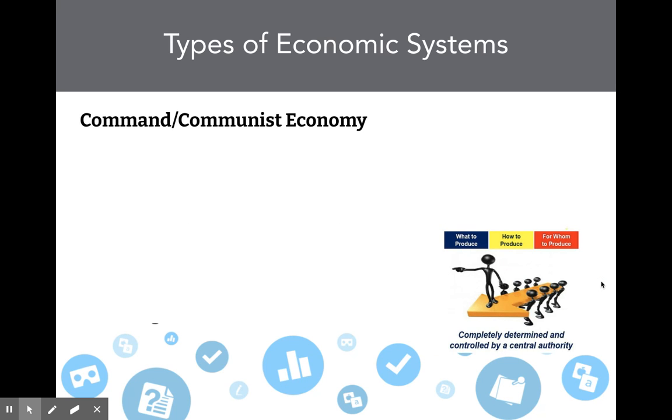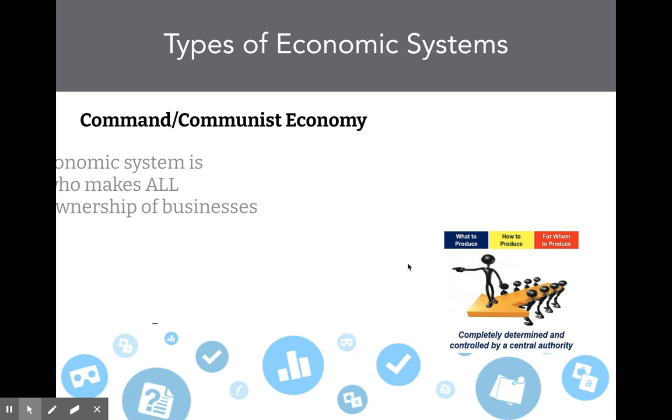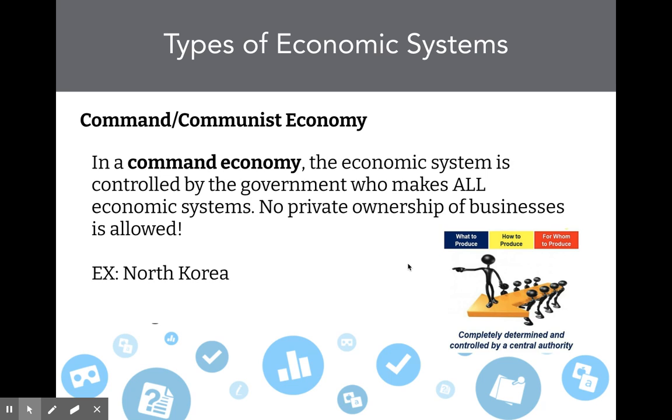Okay, the next one is a command or communist economy. You could type right where it says command system, maybe underneath it, add a text box and put communist economy. That's usually what we mean when we talk about a command economy. Okay. In a command economy, the economic decisions are controlled by the government. They control all aspects of the economy.